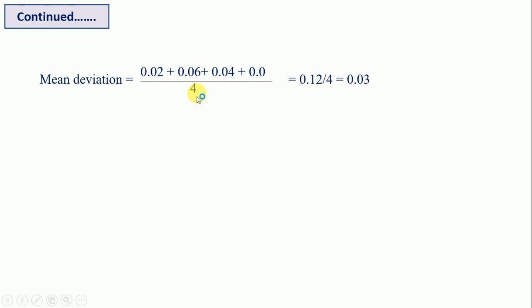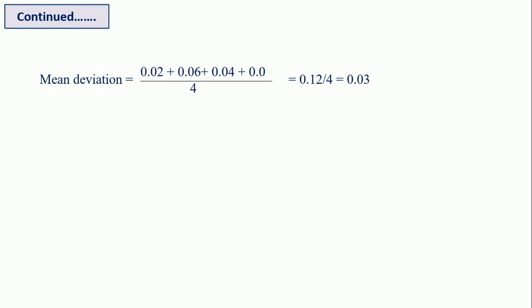Now see the mean deviation. Mean deviation is also called the average deviation. So how to calculate the average deviation? Take the values delta 1, delta 2, delta 3, delta 4 divided by 4, correct. So what is delta 1? 0.02, delta 2 0.06, delta 3 0.04 and delta 4 0.0, and divided by 4, and the answer is 0.03. So 0.03 is the mean deviation. Now we have the value of mean deviation, then we can calculate the standard deviation and relative mean deviation.